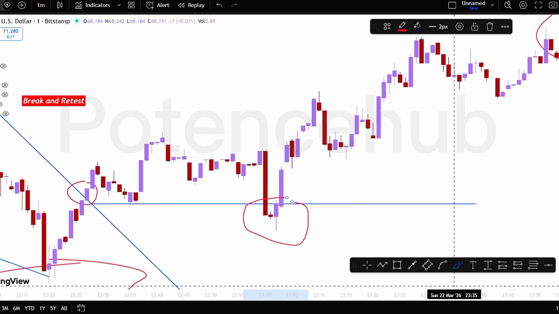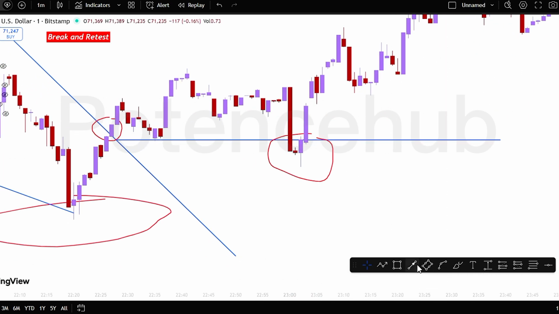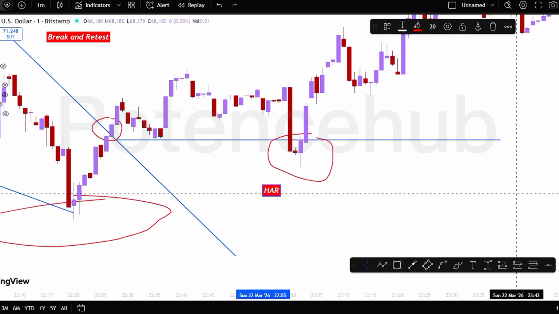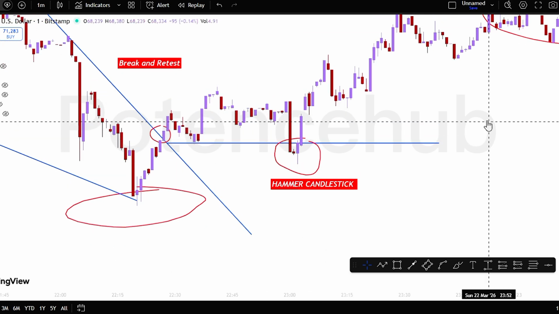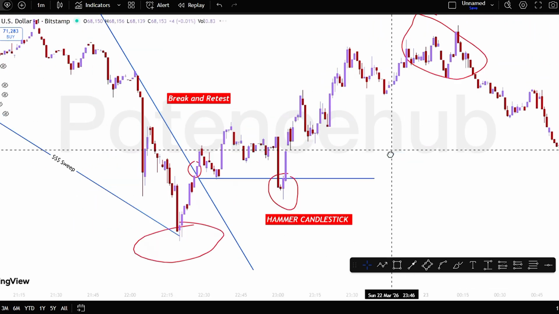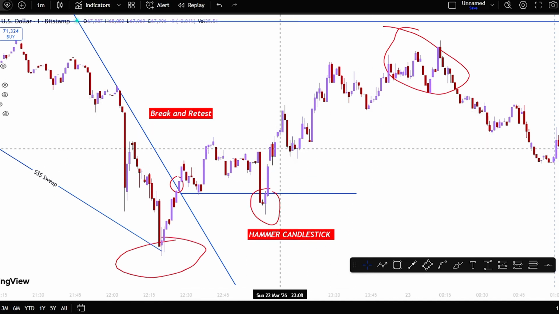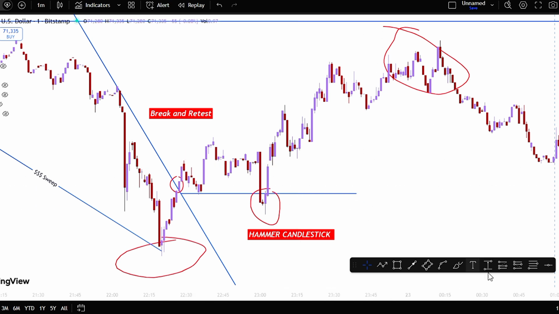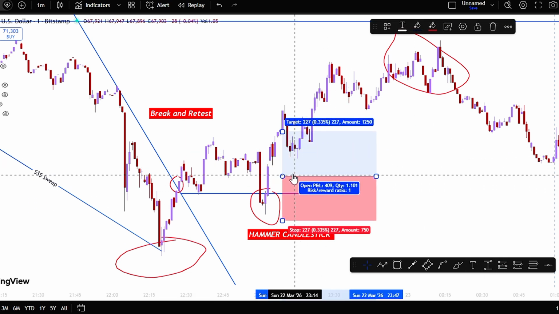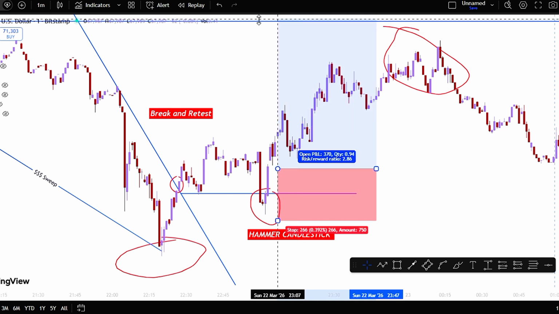That is what I did here, and as you can see, price came down to that level, broke a little bit below that level, and then formed this hammer candle for me. There's a hammer candlestick, as you can see right here, that blue candle you're seeing right there. Immediately this happened, I knew that price would definitely continue bullish from what it had already printed. So I decided to go long.